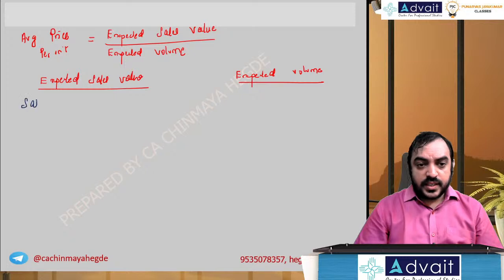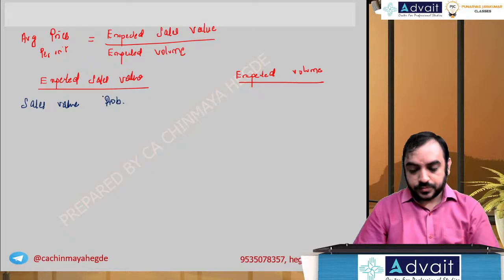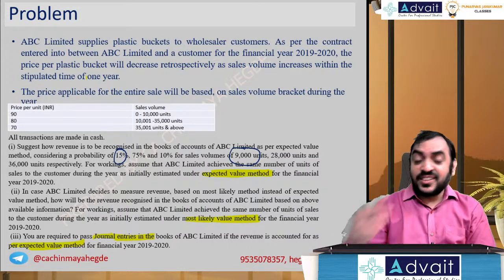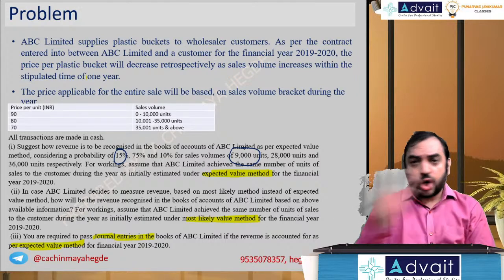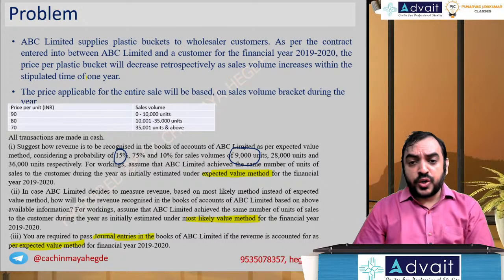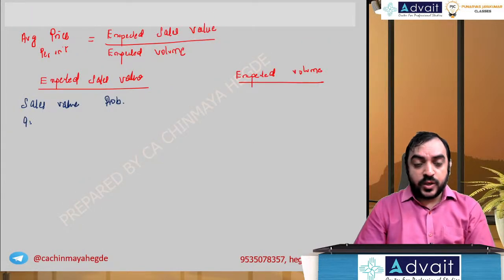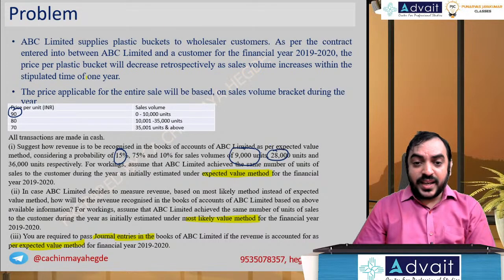So what is going to be the sales value and probability? What is going to be the expected sale value? Volume of 9,000 units, probability of 15%. And if you sell 9,000 units, whether at one shot or over a period of time, how much is going to be your cost? 0 to 9,000 units means your price is going to be 90 rupees. So sales value will be 9,000 into 90 rupees. If you sell 28,000, you'll come to the second bracket, 28,000 into 80 rupees.